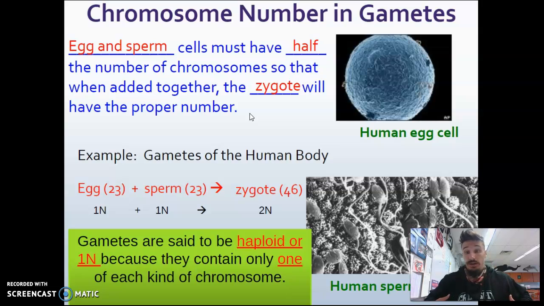Now we call cells that have two sets of chromosomes in them diploid. So if the cell only has one set of chromosomes in it, we call it haploid, or 1N, because there's only one kind of each chromosome, right? So in the sperm cell, there's only one number 1 chromosome. There's only one number 10 chromosome. And same for the egg cell.